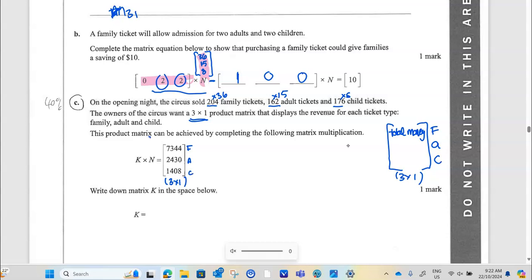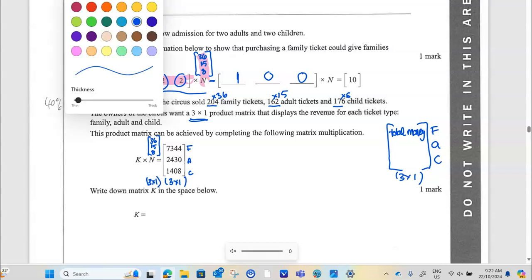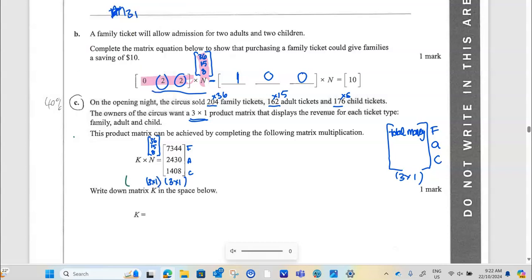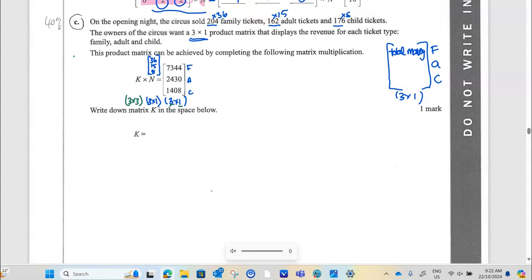Now, you already know what N is, so it might help if you pop it in there so that you can see it. It's 36, 15, and 8. So it is actually a 3x1. For this to be able to multiply, what does K need to be? It has to be a 3 there, doesn't it? And then because the answer is a 3x1, it's going to be a 3x3. So you go, all right, K is going to be a 3x3.